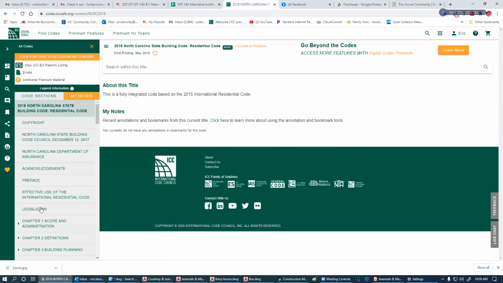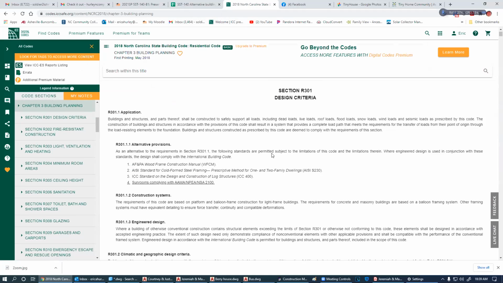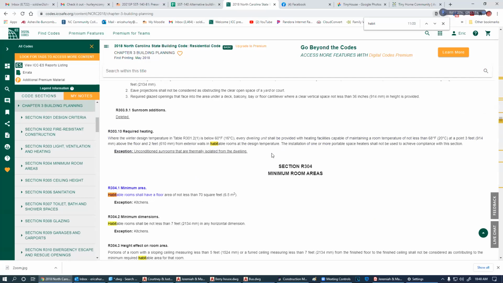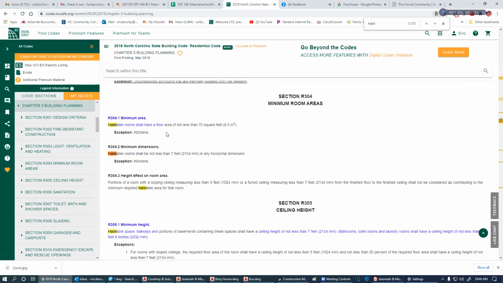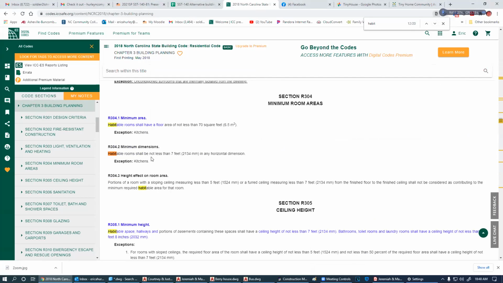So right here, chapter 3 in building planning, go in there and just do a search for habitable. And so there's required heating, minimum areas: habitable rooms shall have a floor area of not less than 70 square feet. Well, let's see, how big is my tiny house inside? It is 6 by 12, 6 times 12, 72. So mine just barely falls under this 70 square feet.